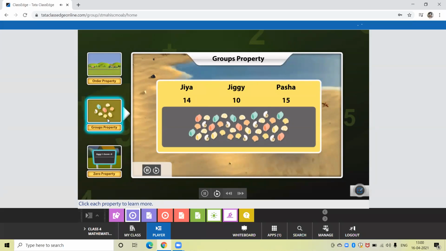This means that when more than two numbers are added, they can be grouped in any way. The sum of the numbers remains the same. This is called the groups property of addition.